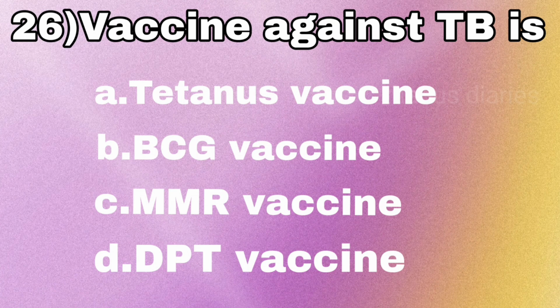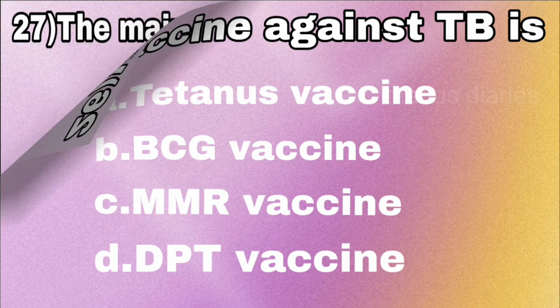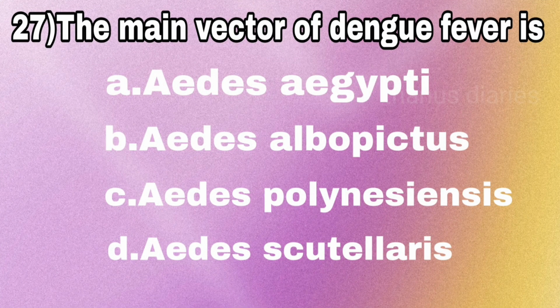Next question. Vaccine against tuberculosis is tetanus vaccine, BCG vaccine, MMR vaccine, DPT vaccine. It's BCG vaccine. Next question. The main vector of dengue fever is Aedes aegypti, Aedes albopictus, Aedes polynesiensis, Aedes scutellaris. It's Aedes aegypti.